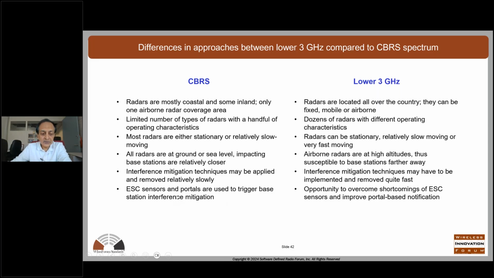Here, we talked about the CBRS, we talked about ESC sensors and portals. For lower 3 gigahertz, we do not know what the mechanism is going to be, but it is an opportunity for us. Andy mentioned some of the drawbacks of the ESC sensors, and here we will have an opportunity to overcome shortcomings of the ESC sensors and improve portal-based notification. So we look at this entire venture on highly dynamic spectrum as an opportunity to improve upon what the existing system is.